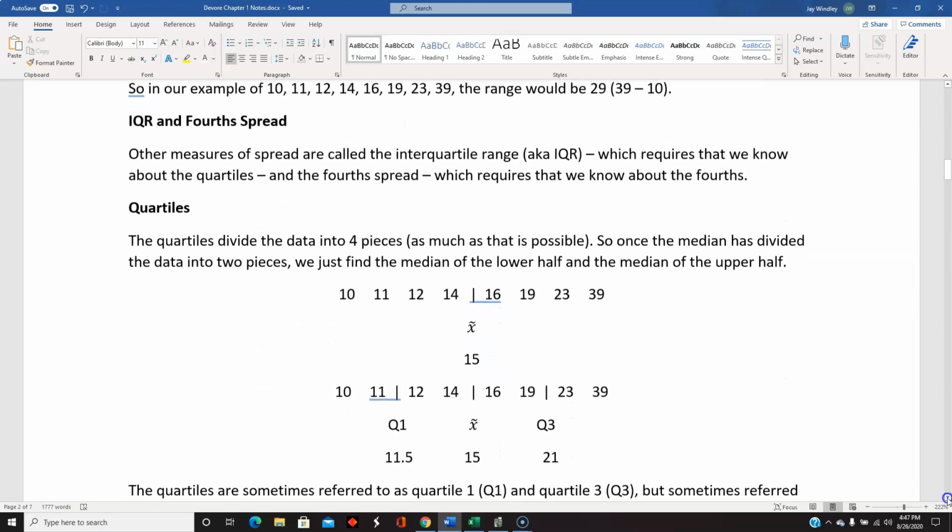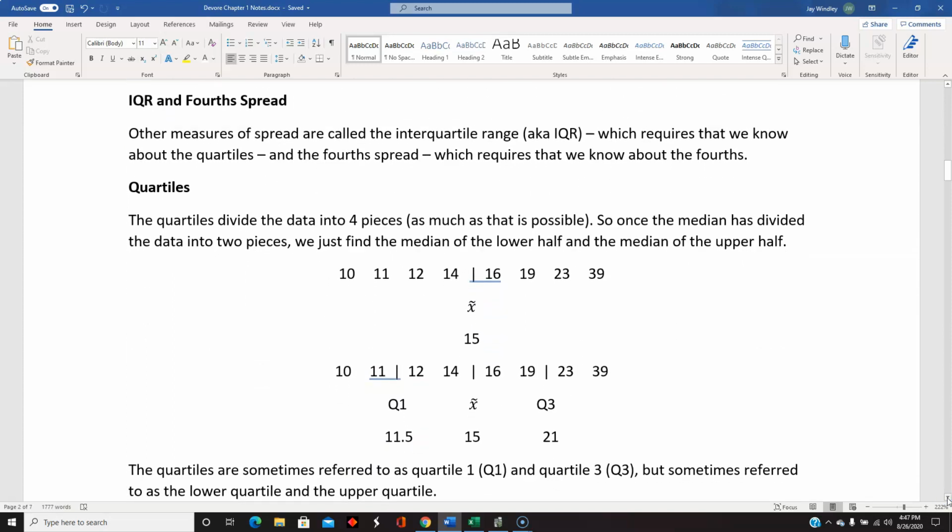The problem is that in order to talk about the IQR, which is interquartile range, we first have to talk about the quartiles. And in order to talk about the fourth spread, we first have to talk about the fourths. So the quartiles are locations within the data set that split the data into 4 pieces. We have 8 numbers in our data set, so it's easy to split that into 4 pieces, but when you have a different number of numbers like 9, it's kind of impossible to split 9 into 4 pieces. But as close as we can get to splitting into 4 pieces, that's what the quartiles do.